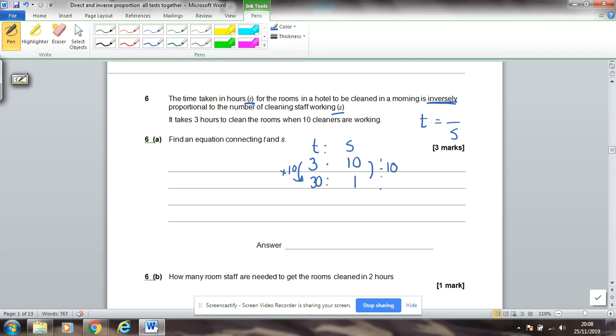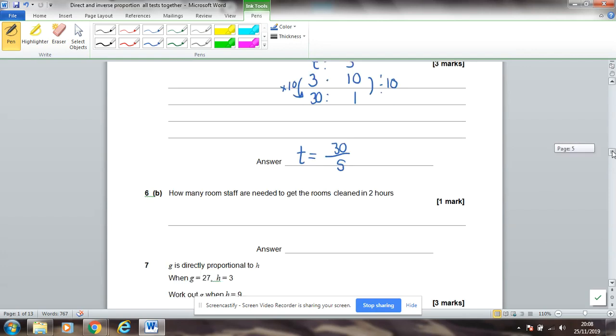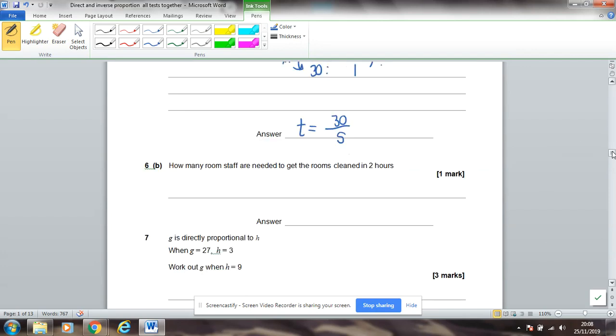Which means that if we now have 1, we can put the 30 up there. So we end up getting T is equal to 30 over S. Just check it works. If I put in 10 cleaners, 30 divided by 10 gets me 3, and I get the right answer. How many room staff are needed to get the rooms cleaned in 2 hours?